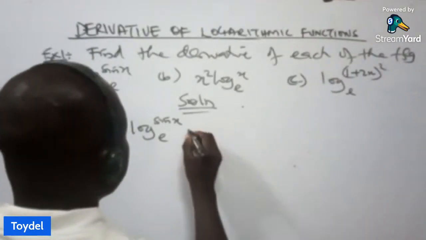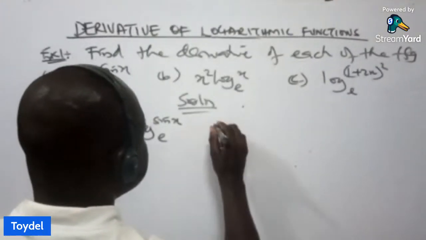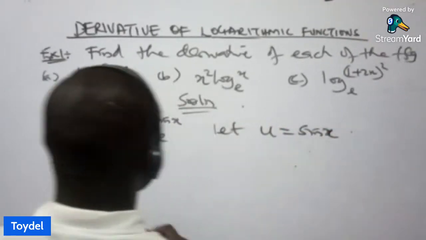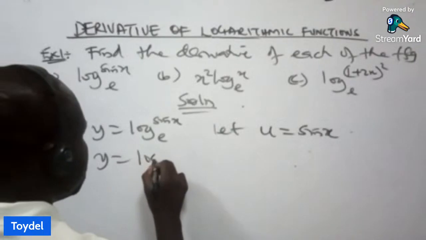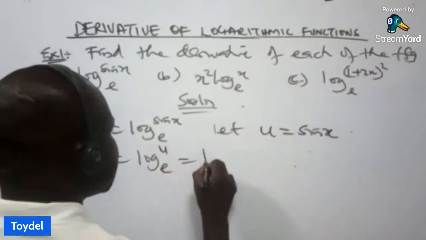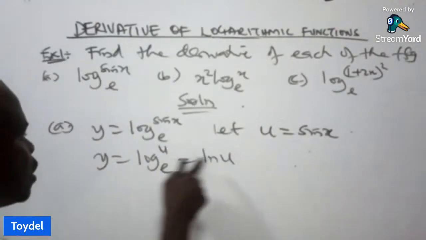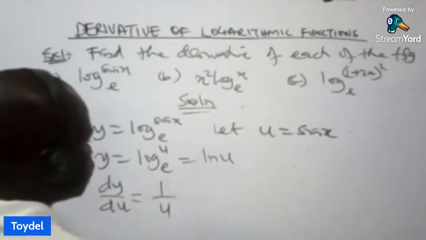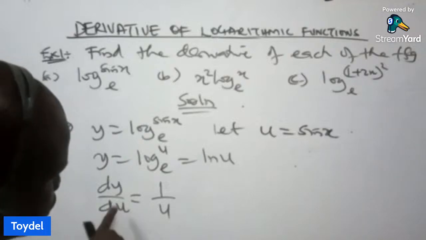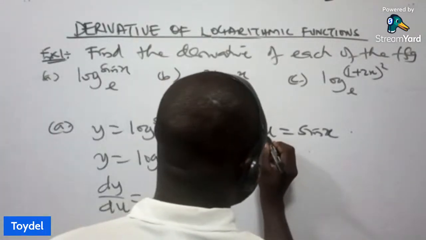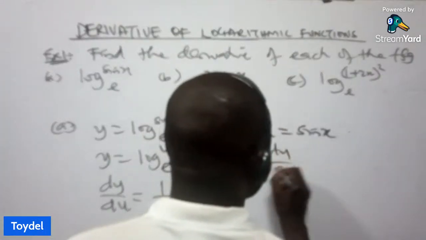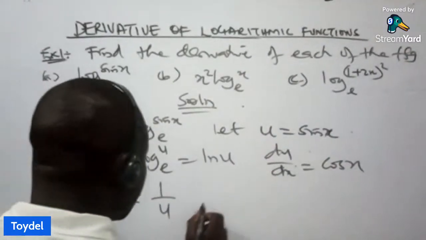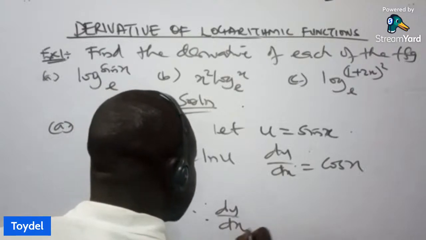Okay, let me do it this way. Let u represent sine x, so that y is equal to log u to base e, which is the same thing as ln u. If y is ln u, then dy/du will be 1 over u. Then, when u equals sine x, du/dx will be equal to cos x, because the differentiation of sine is cos.